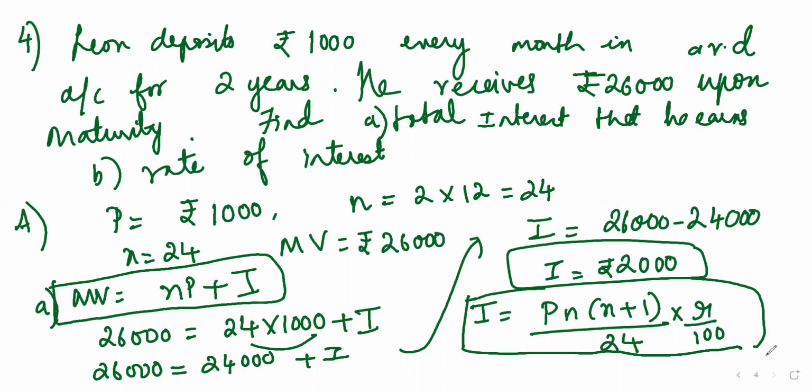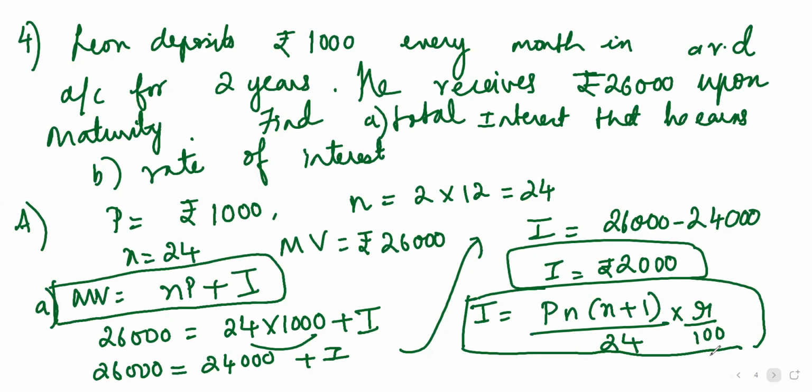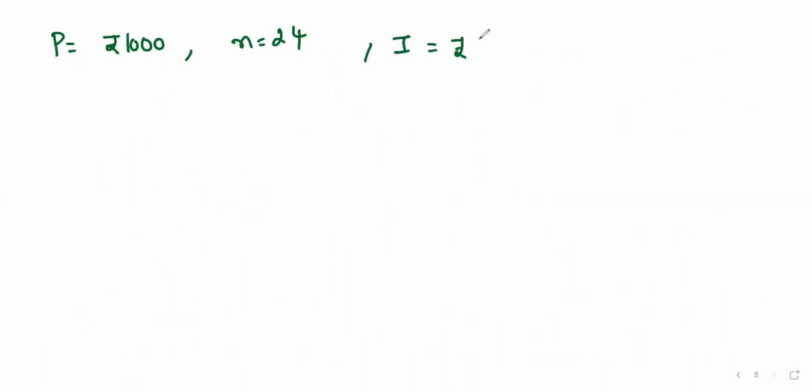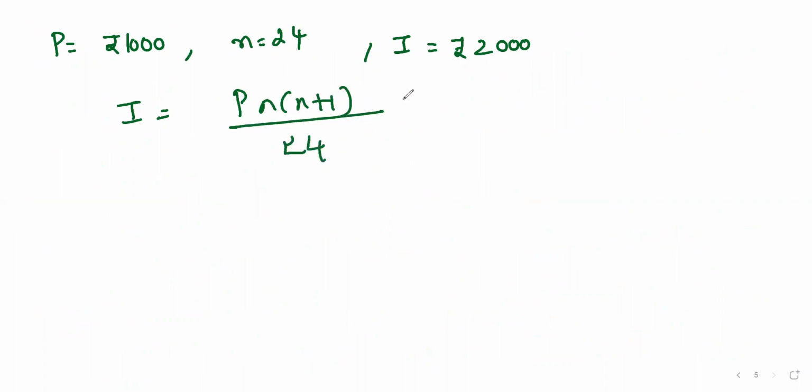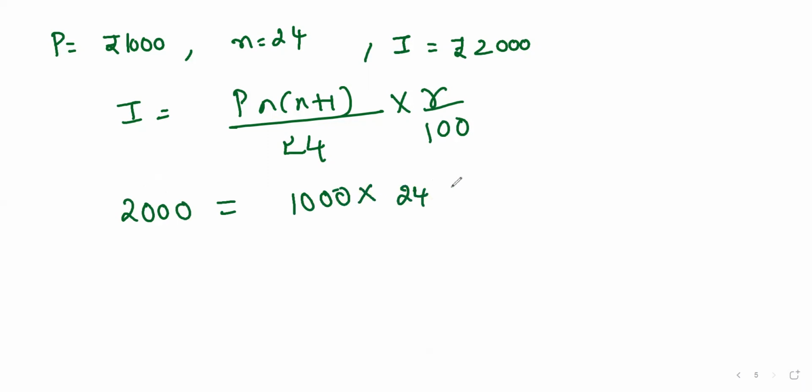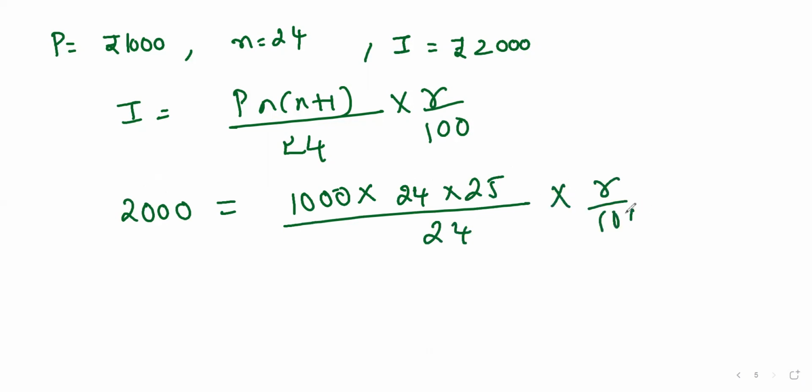So I'll just take it out to the next page. So P is 1000 and N is 24. Just write it down. P is 1000, N is 24, and we just now found out I. What was that? Rupees 2000, isn't it? I is rupees 2000. And just go with the formula. P into N into N plus 1, over 24 into R upon 100. I need to find out R, which is the only unknown in this case. So just plug in the values. I is 2000, P is 1000, and N is 24, and N plus 1 becomes 24 plus 1, which is 25. Denominator, you have 24 into R upon 100, isn't it?